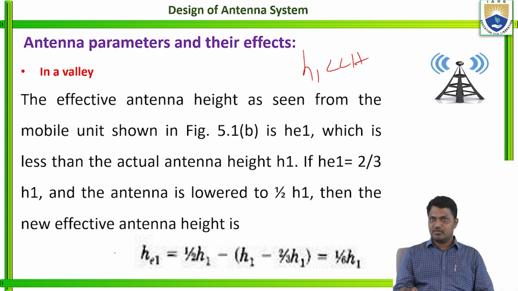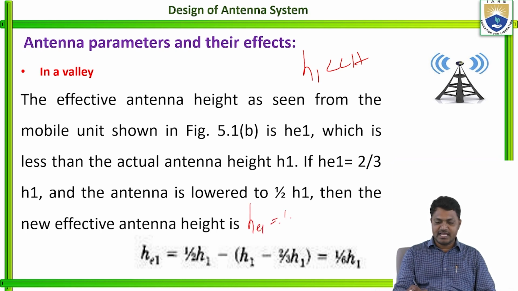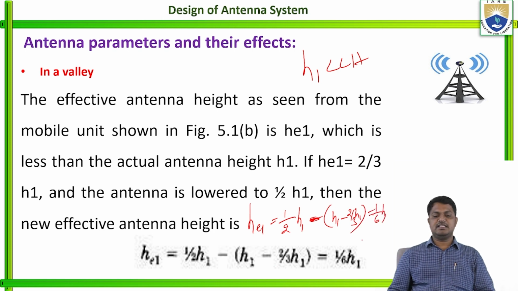Then we have to consider the new effective antenna height, given as He1. Effective antenna height He1 is given as 1/2 of h1 minus 2/3 of h1, which is equal to 1/6 of h1. When the antenna is in a valley and the mobile unit is at the surface, we have to calculate the new effective antenna height. We have to design the antenna using this, that is 1/6 of h1.